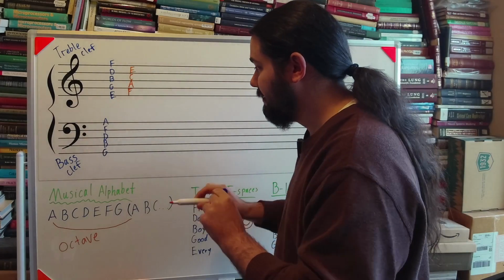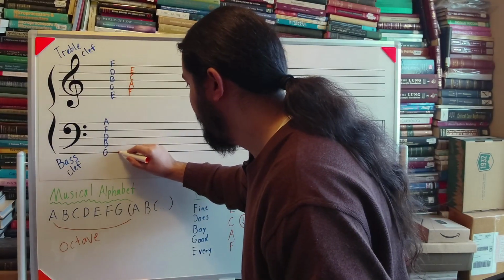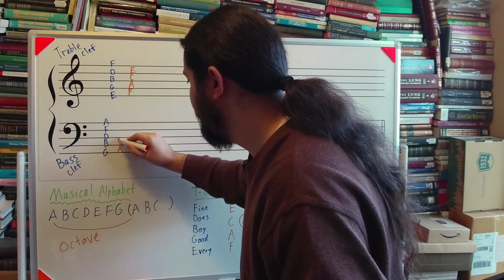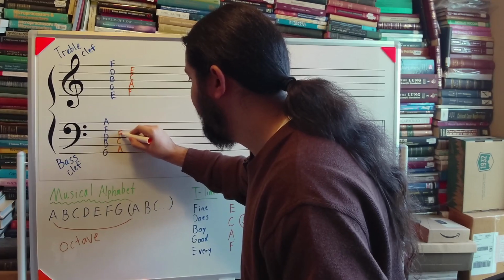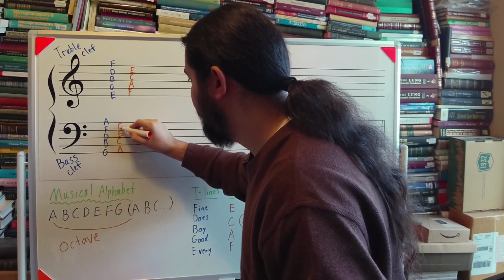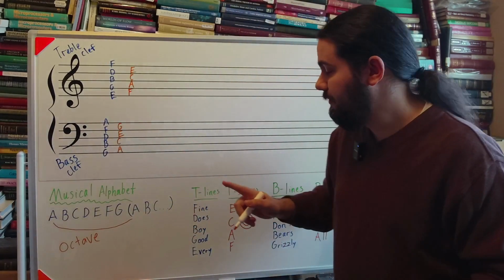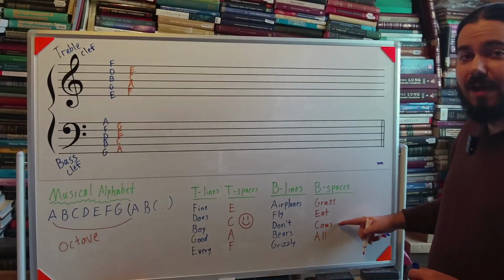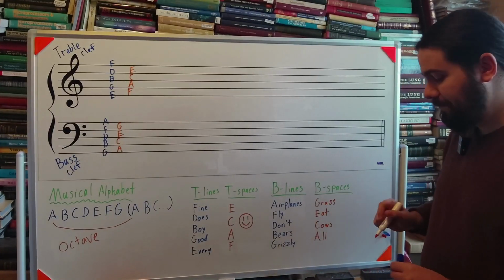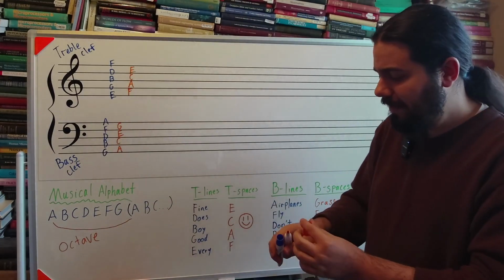For the spaces, we have A, C, E, G. Phrase I like to use for this is, all cows eat grass. Surely they must, right? They're bovines.